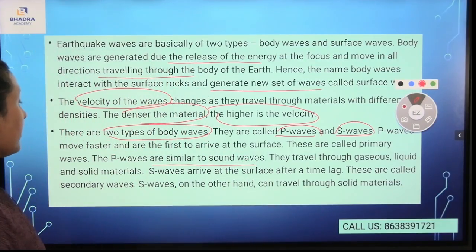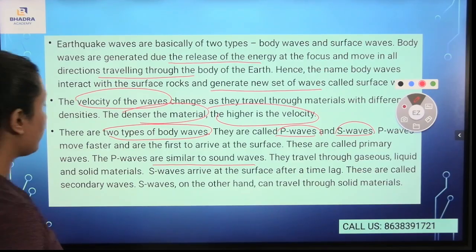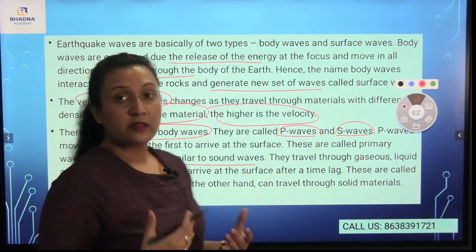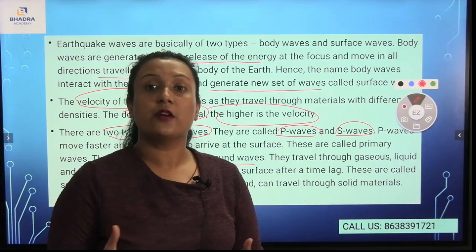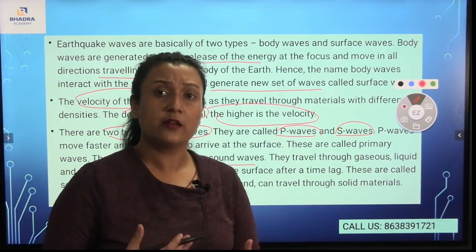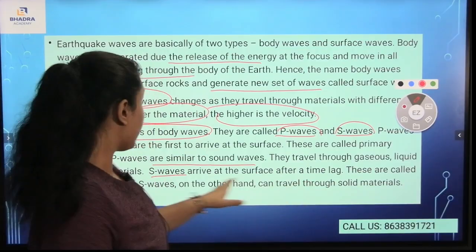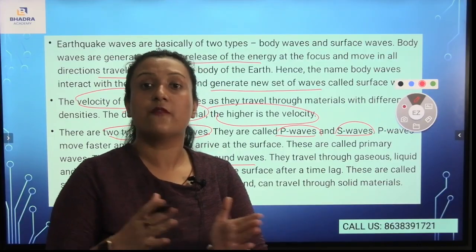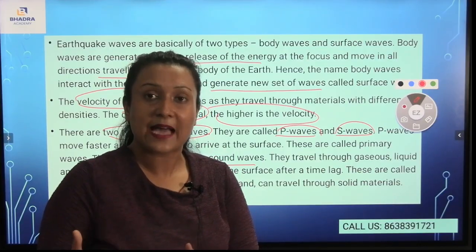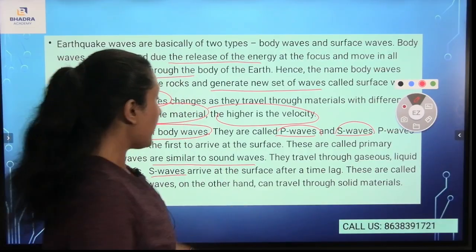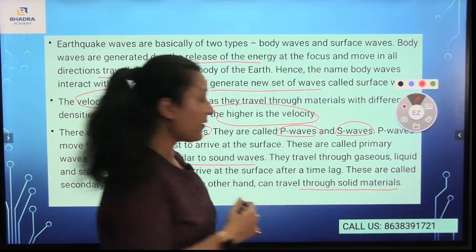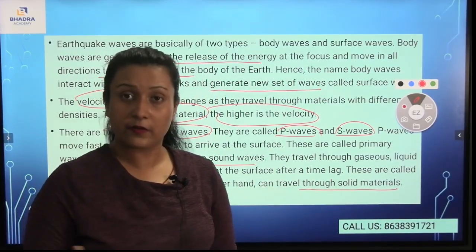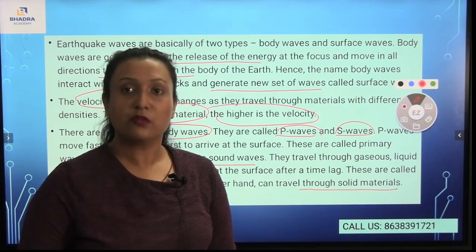Now, secondary waves arrive at the surface after a time lag. These are called secondary waves. S waves, on the other hand, can travel through solid materials only. Secondary waves arrive at the surface after a time lag, which means after a long time the secondary waves will occur. Why are they called secondary waves? Because they come after some time, after a time lag, and they can travel only through solid materials.